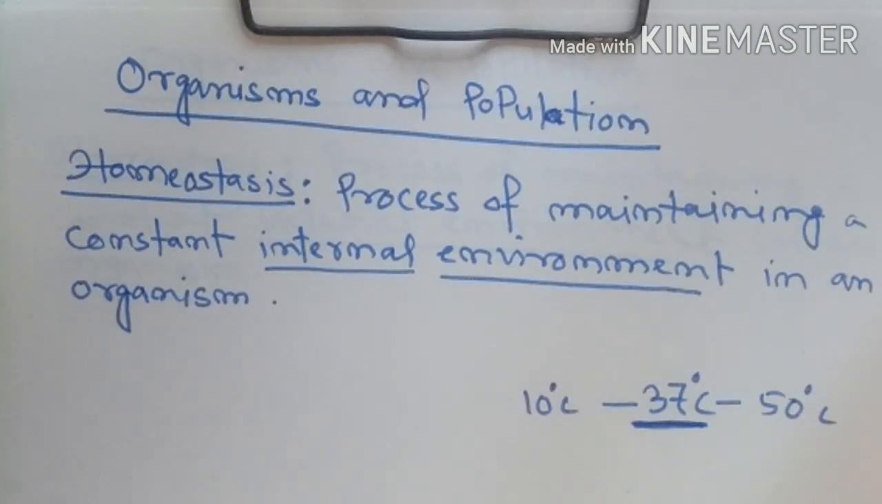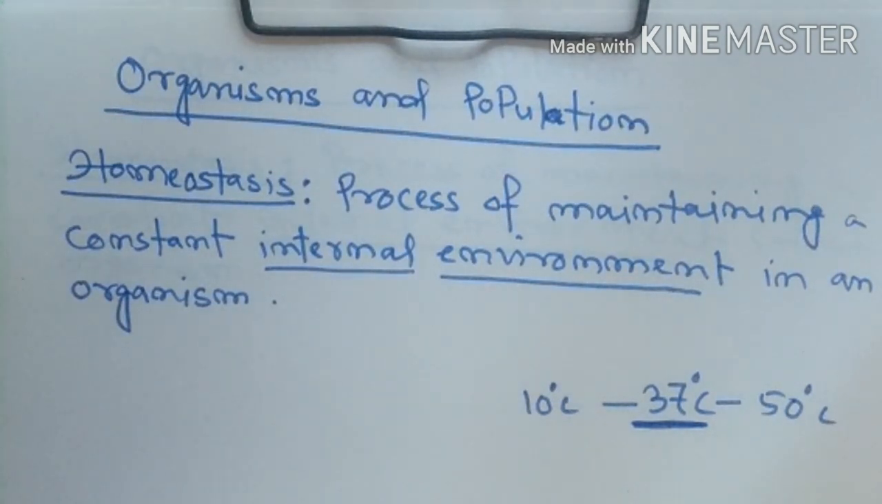For example, during summer season, the temperature rises and becomes very high. During this time, we wear thin, soft clothes. On the other hand, during winter season, when the external temperature is very low, that means very cool, we human beings wear woolen clothes, heavy clothes like sweaters and jackets, to keep our body warm, to keep the body temperature constant, that means at 37 degrees centigrade.